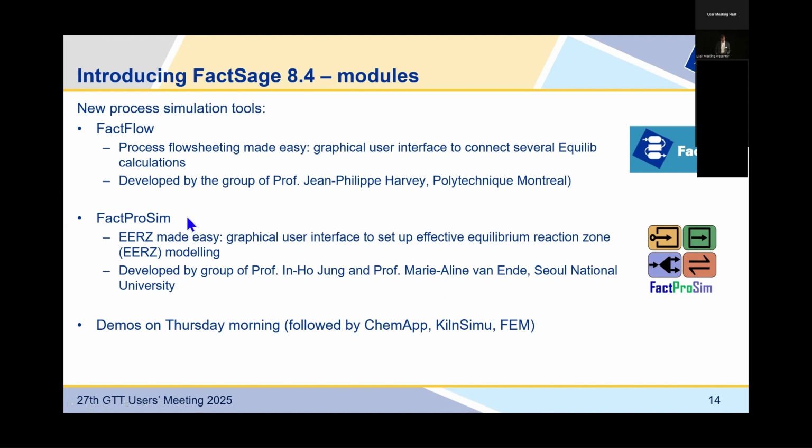And then there's the FactProSim that has been developed by Professor Inho Jung and Professor Maria-Aline van Ende, both at Seoul National University in Korea. And there the idea is to make effective equilibrium reaction zone type of modeling easy by giving you a graphical user interface to set these up. Again, tomorrow morning you will hear more about that.